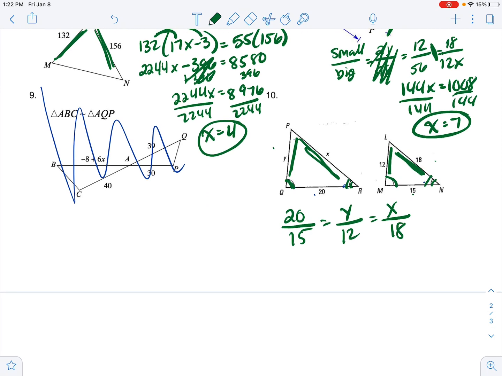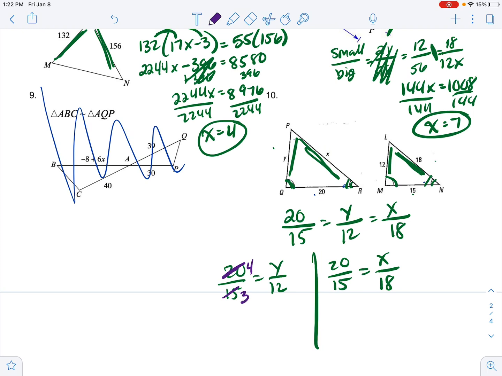And then from there, you're going to take one fraction without a variable, 1 fraction with a variable, and cross multiply. So we have 20 over 15 equals y over 12. And then we're going to do the same for the other one. 1 fraction without a variable, and then use the fraction with our other variable. So we have 2 problems we're cross multiplying. I'm going to go ahead and simplify my fractions to make life easier. I'm going to pull a 5 out of top and bottom, so 4 over 3, and then cross multiply.